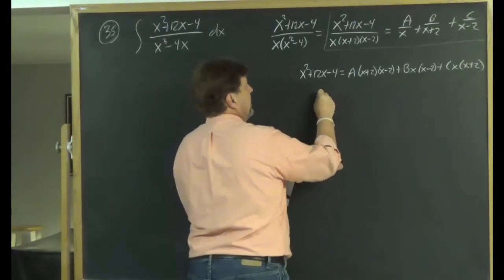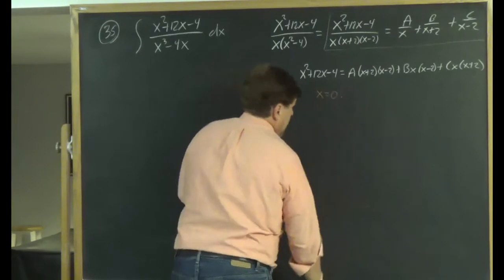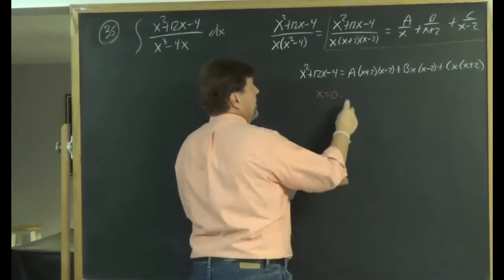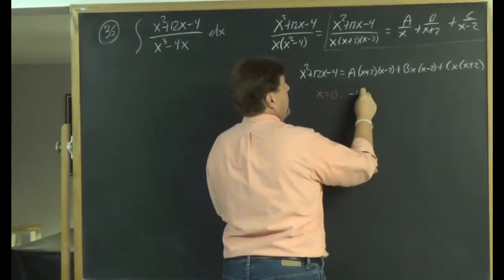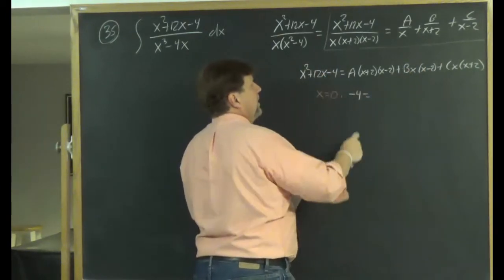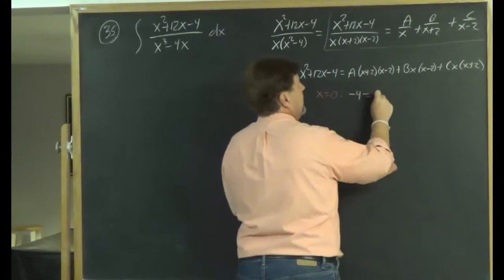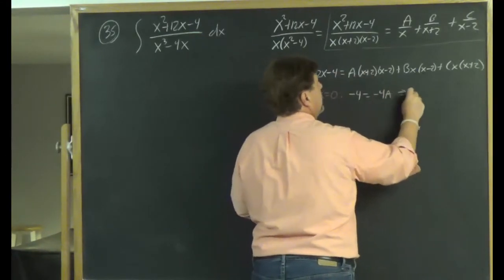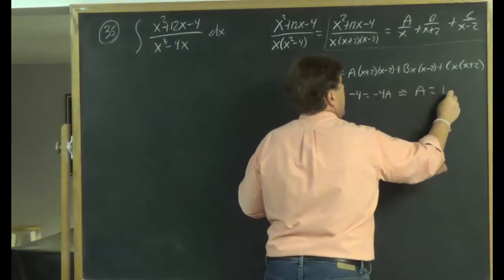We can select x equals 0. We select x equals 0, that gives us a negative 4. See, those two terms would be 0. So negative 4 equals negative 4A. So A is equal to 1.